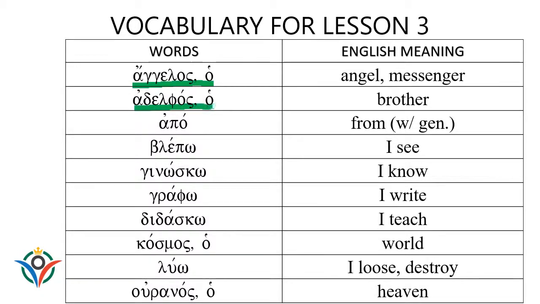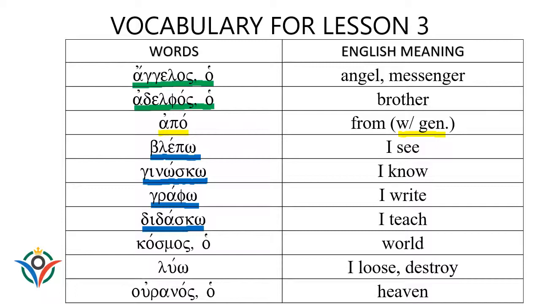Next we have adelphos, ho, and that means brother. Next we have a preposition that you've seen already. That's hupo, and it means from, and in brackets we see that its object needs to be in the genitive case. Now we have a verb, blepo, and that means I see. Now we have ginosko, and that means I know. Then we have grapho, that means I write. Next we have didasko, that means I teach.